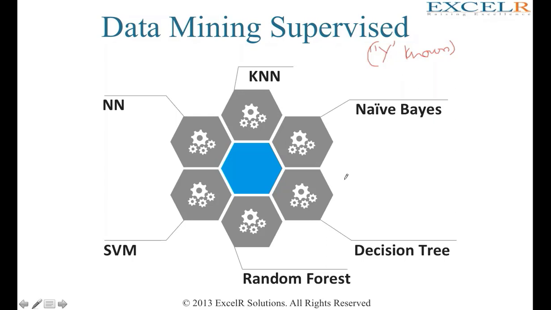These are the 6 techniques that we would be learning as part of data mining supervised learning. Of course, alongside you'll also be learning about ensemble models such as boosting and bagging that would follow after these 6 are discussed. As part of this tutorial, we'll discuss k nearest neighbor, post which we'll discuss naive Bayes, decision tree, random forest, support vector machine, and neural network. For now, it's KNN.